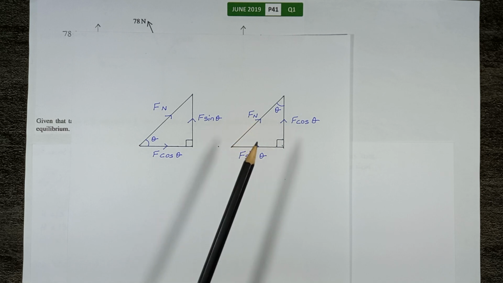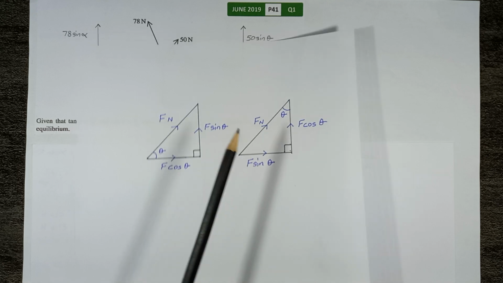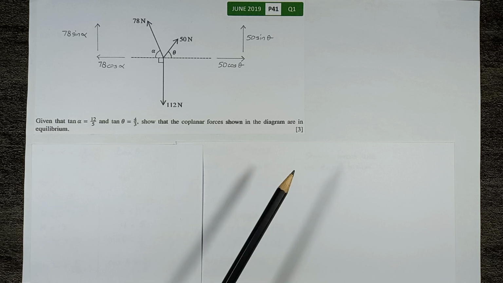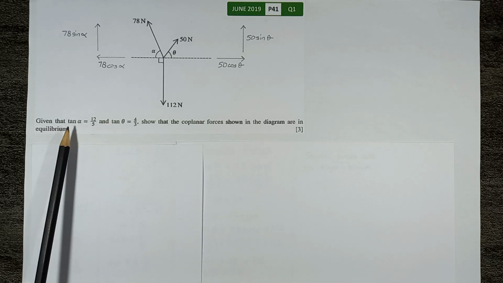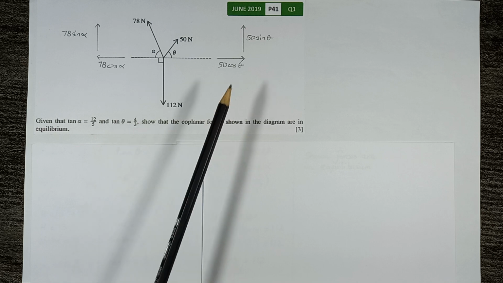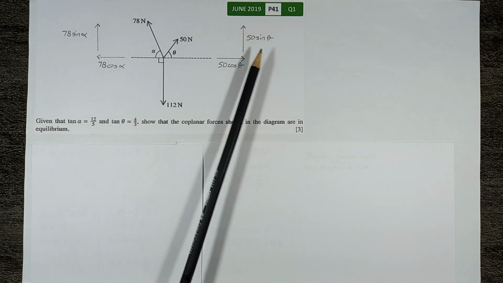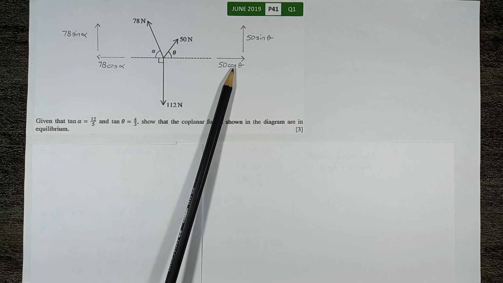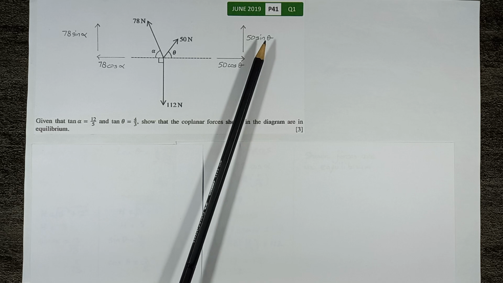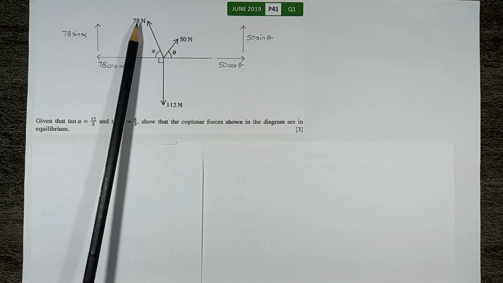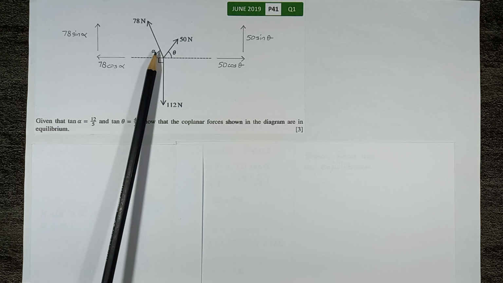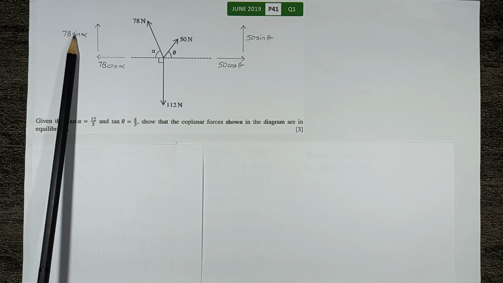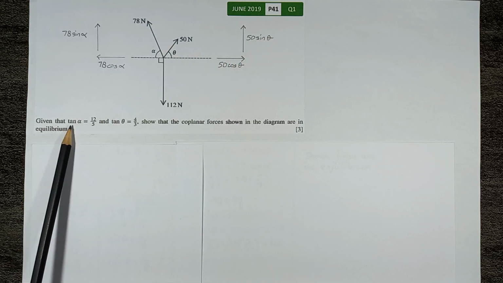So basically it depends upon the angle, and after that you could easily judge where to write cos and where to write sine. In the question, they have written tan alpha and tan theta, and when we split up into forces, we need cos and sine. As you can see, I have split up this 50 and this angle theta. The horizontal component is 50 cos theta and the vertical is 50 sine theta. Similarly for 78 and this angle alpha, this would be 78 cos alpha and 78 sine alpha. So basically we need cos and sine over here, but they have given us tan.